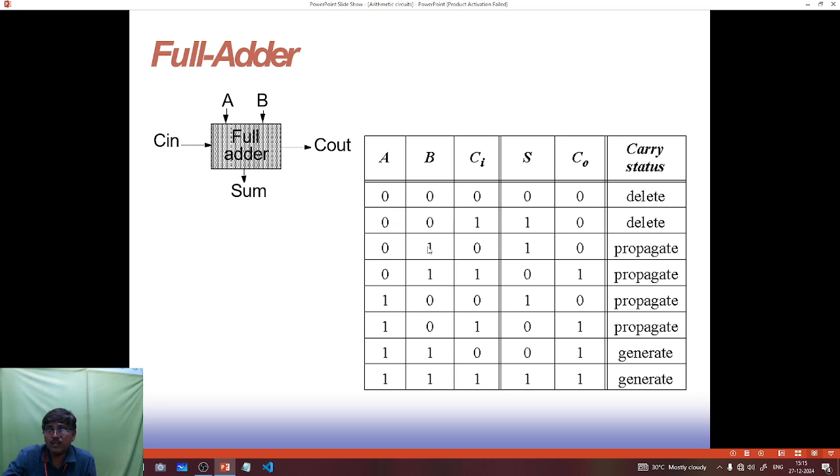Here 0 1, 0 1 means it is A XOR B, that is nothing but the XOR state. When the inputs are different, the output will be 1, that is why it is propagate. Here also 0 1, that is why it is propagate, and here it is 1 0, that is propagate, and 1 0 here also is propagate. Now when both are high, that means generate. So A into B is nothing but generate.